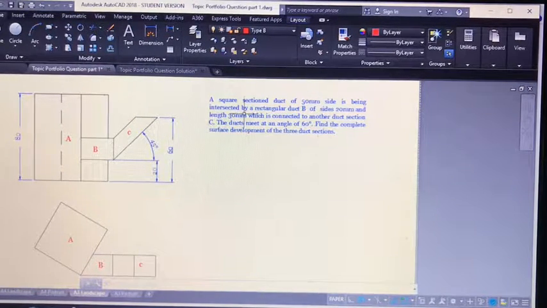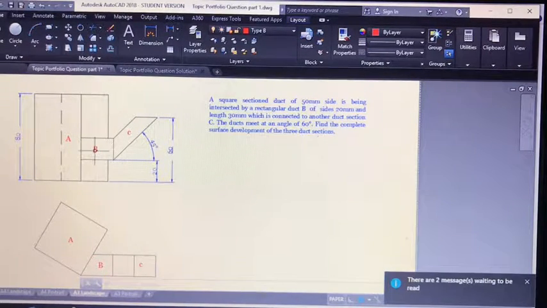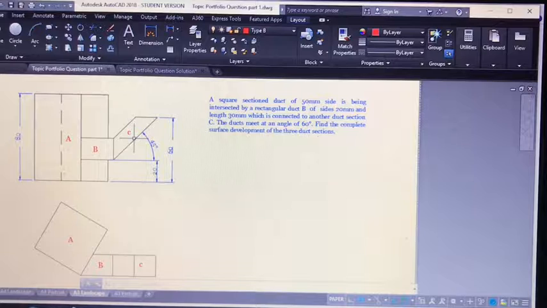So the question is: a square section duct A of 50mm side is being intersected by a rectangular duct B of sides 20mm and 30mm length, which is connected to another duct section C. The ducts meet at an angle of 60 degrees. Find and complete the surface development of the three duct sections. So what I'm going to do is complete this question, drafting it.